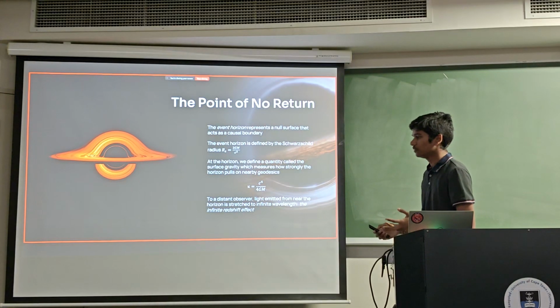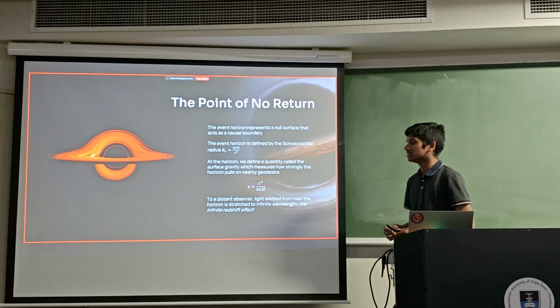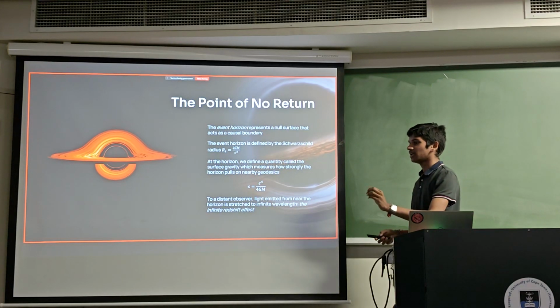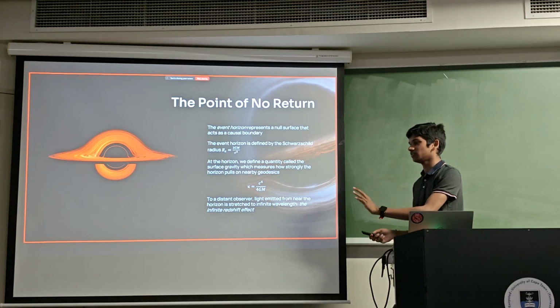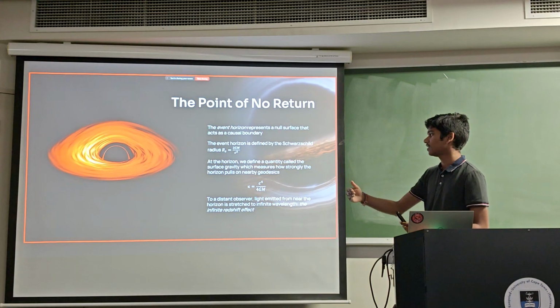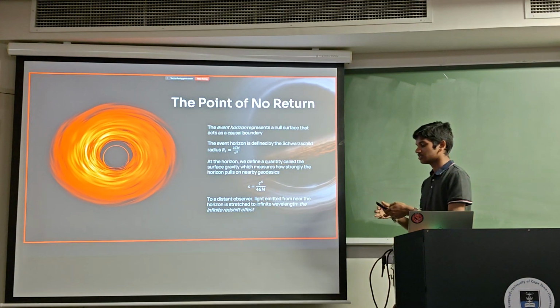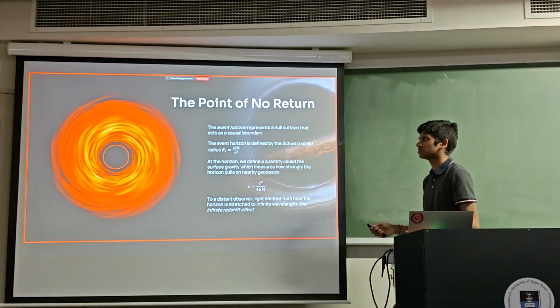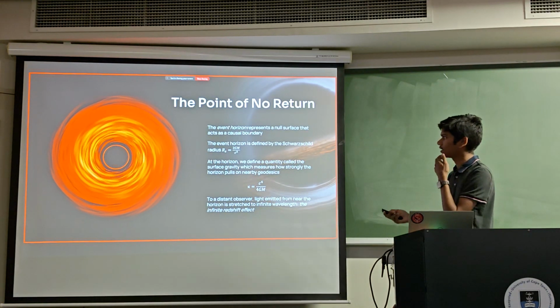Now, as we all know, if you were to fall into a black hole, a distant observer will only see you approach the black hole, then slow down as you near the event horizon, and eventually turn redder and redder until you fade away. This is called the infinite redshift effect, and that's pretty much what a distant observer would see if you fell into a black hole.